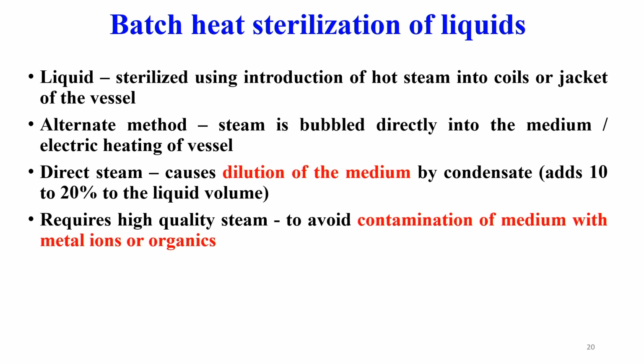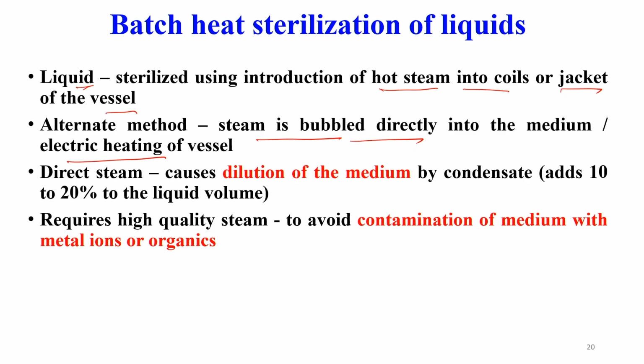As the name suggests, we are going to have media, let us say it is liquid, and that can be sterilized in a container by introduction of hot steam into the coil or jacket. If you pass the hot fluid in the jacket, it will increase the temperature of your media. In this way sterilization will be done. An alternative option is you directly bubble or sparge the steam into the media, and another alternative is electrical heating.